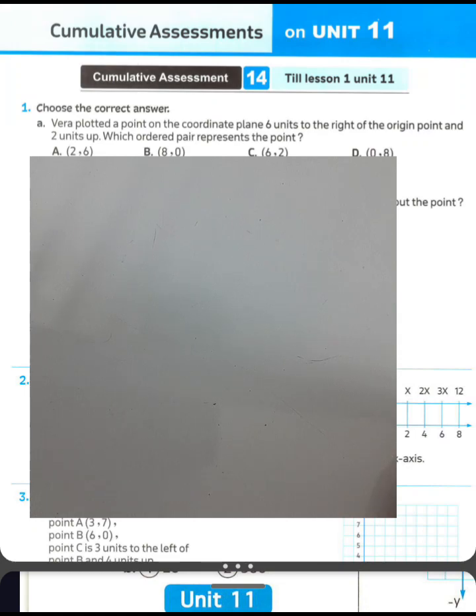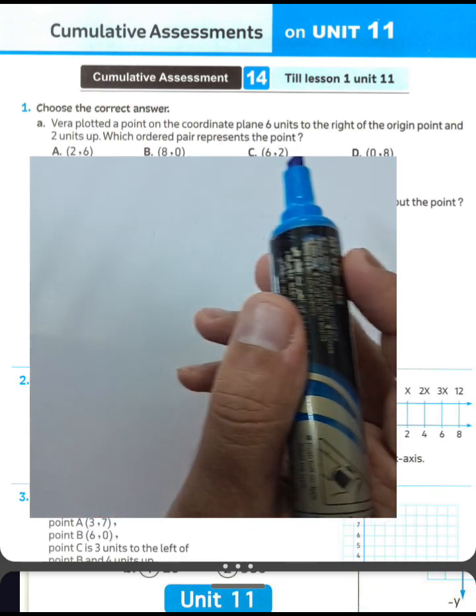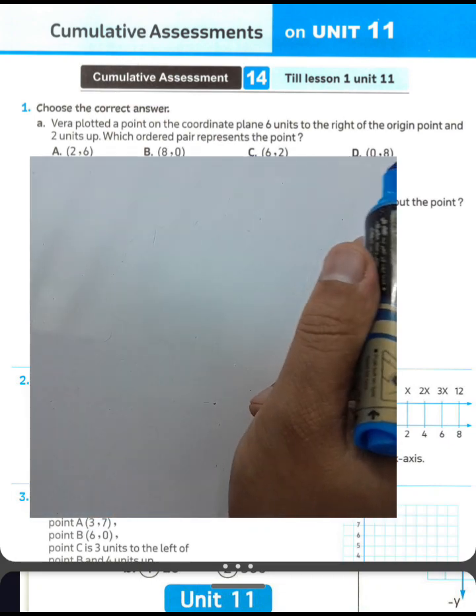And number 14, lesson 1, unit 11. Look at with me about question number 1. Choose the correct answer. Letter A. Vera plotted a point on the coordinate plane 6 units to the right of the original point.